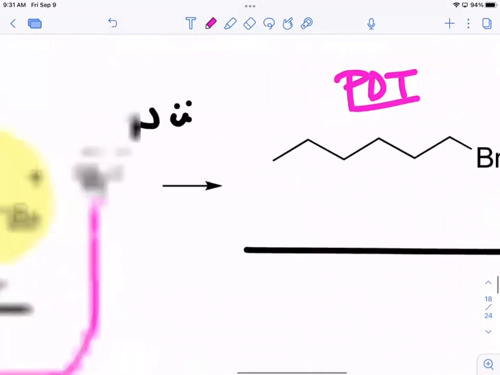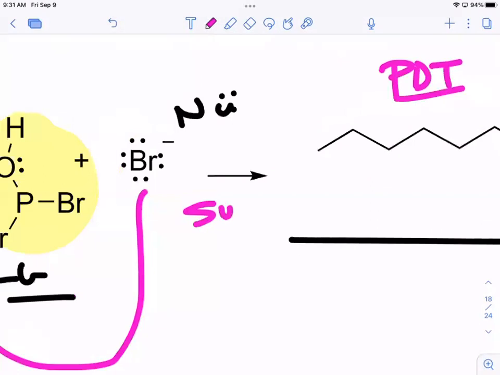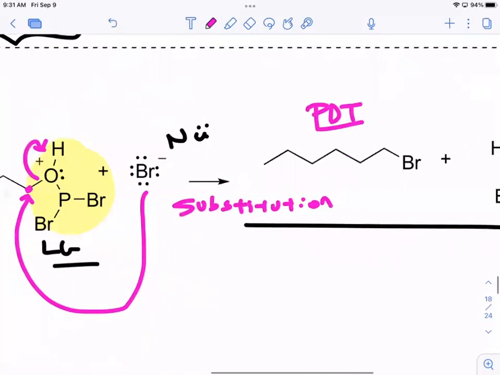This step right here, going from this intermediate to the product, is a substitution. And because it all happens at the same time, it falls in the category of an SN2 type substitution. So it's going to have some of the same limitations as the previous reaction. It prefers primary carbons. It can happen on the secondary, but it's much slower.